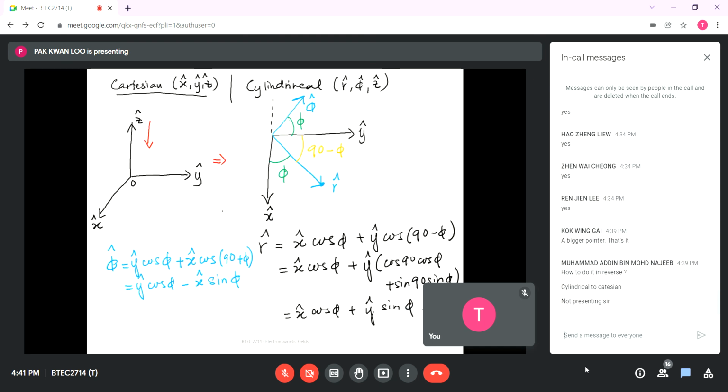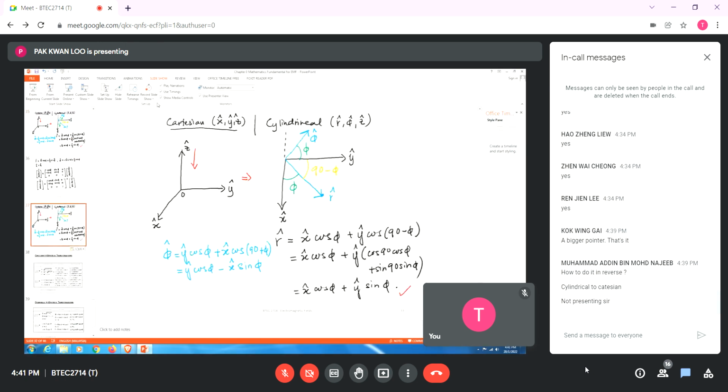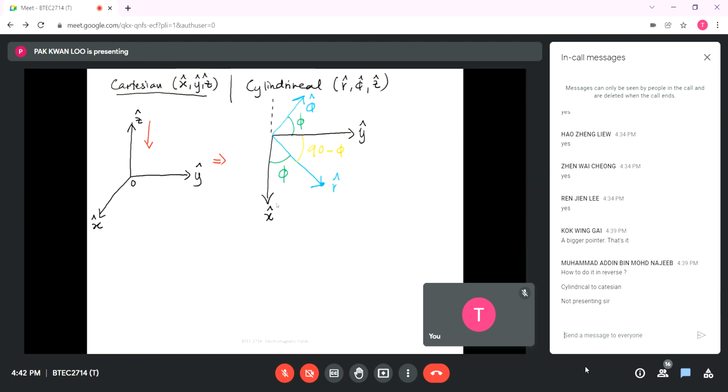Another way is, again, we can apply this here. So I'm going to copy this. Now assuming that given the unit vectors r and phi, the rest of the dimension is the same for phi. Now we want to find x. So I want to find x cap.